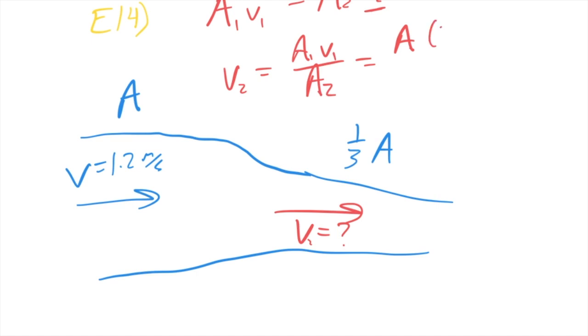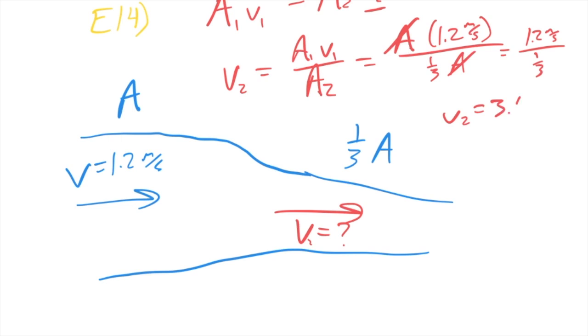V1 is 1.2 meters per second. Area 2 is 1/3 A. So now we have an A on top, A on the bottom. They cancel each other out. And we end up with 1.2 meters per second divided by 1/3. Dividing by 1/3 is the same as multiplying by 3, and we end up with V2 equals 3.6 meters per second.